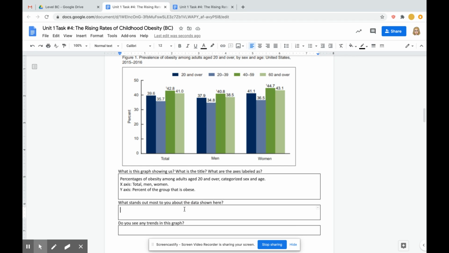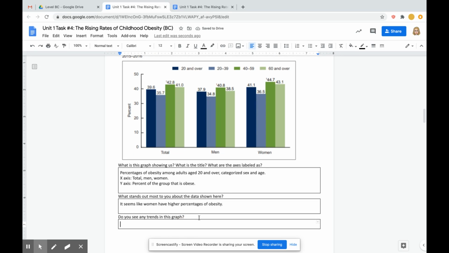Then you can start to think about what stands out most to you about the data. This is really where I look for which numbers are the biggest, which are the smallest. So something that stands out to me when I look at this is that all of the numbers, all the percents are higher for women than for men. So I can say it seems like women have higher percentages of obesity.